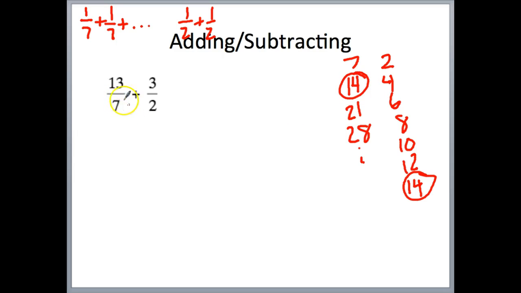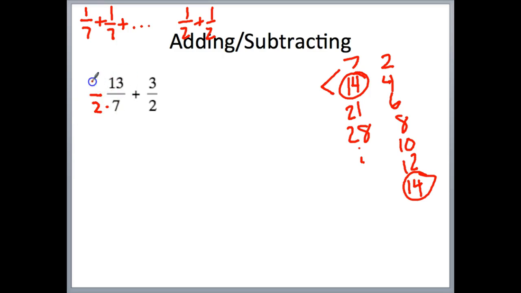So how do I make 7 into 14? Well, we can see times 2. 2 sevens is 14, right? So all I'm going to do is multiply by 2. But there's a problem here. I don't want to change 13 sevenths. I need this to be 13 sevenths. If I multiply the denominator by 2, that's changing it. Then it'd be 13 14ths. That's different than 13 sevenths, which is what we want.